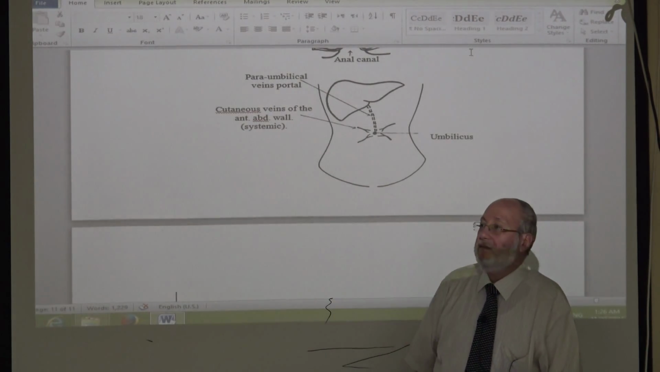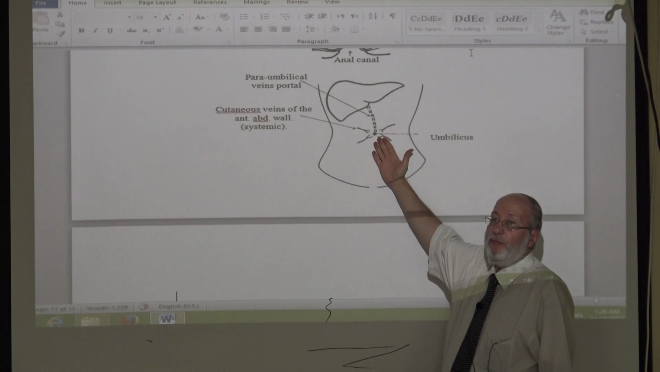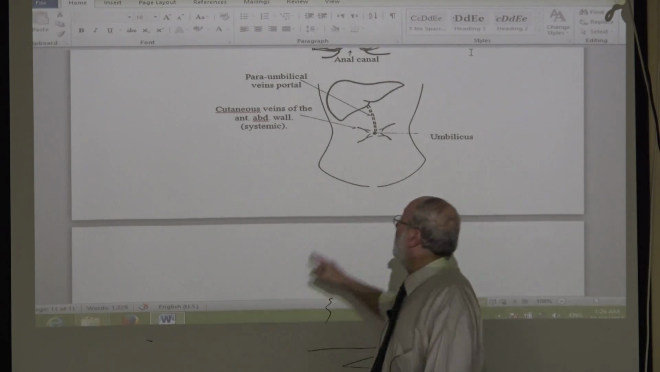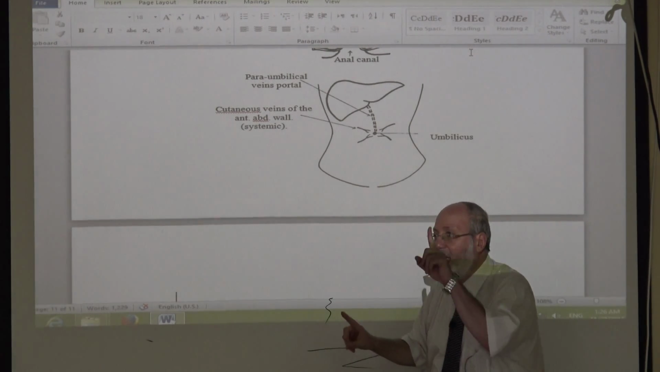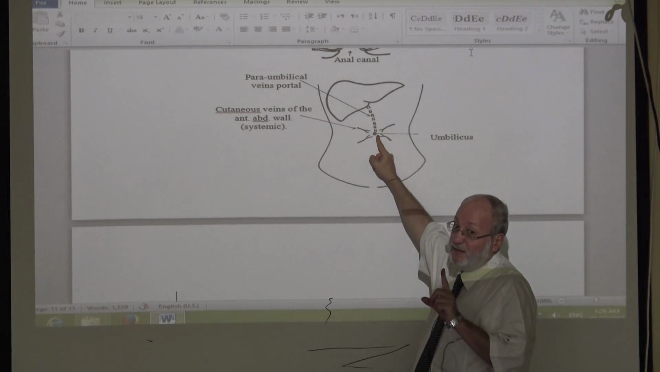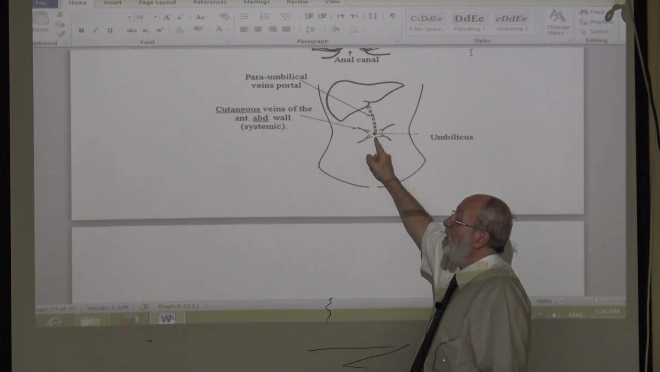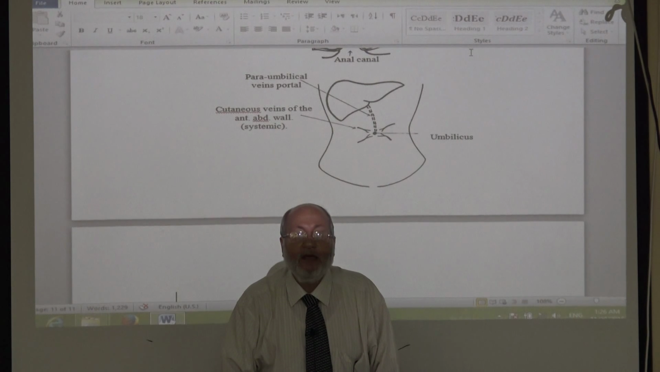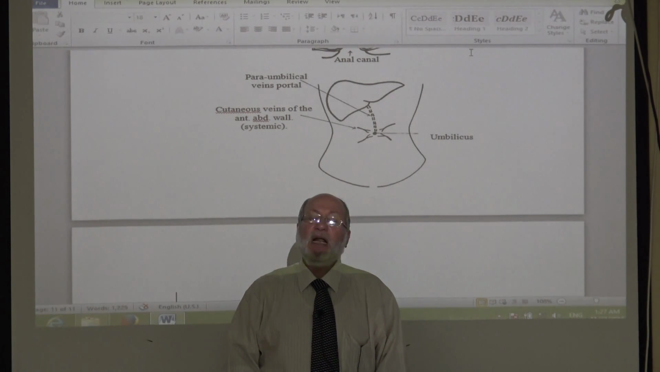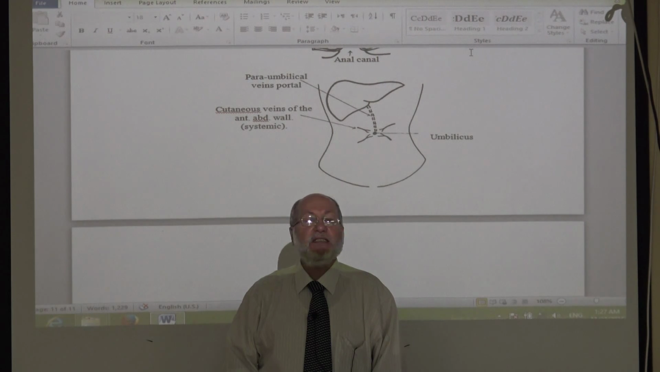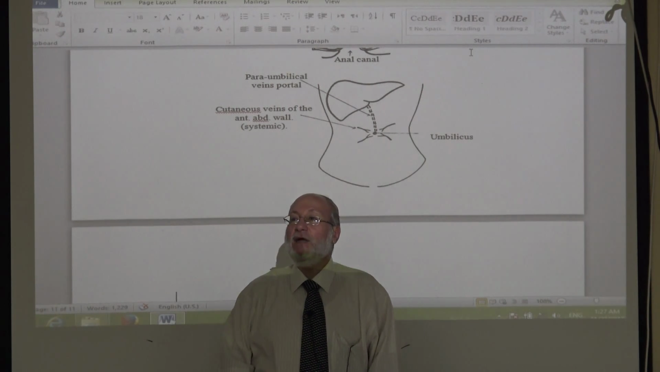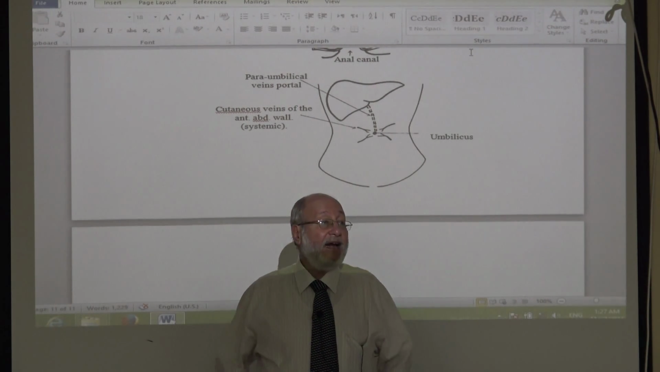The third famous site for opening of portal systemic anastomosis. In a normal individual, this is never open. This needs an abnormality. This type of anastomosis around the umbilicus needs what? Persistent patency of para-umbilical veins. The para-umbilical veins normally close during infancy. The skin around the umbilicus is portal, while the skin away from the umbilicus is drained by the systemic system.